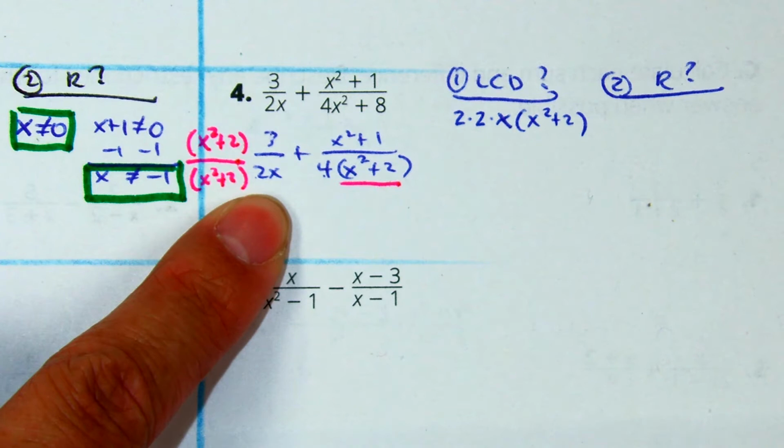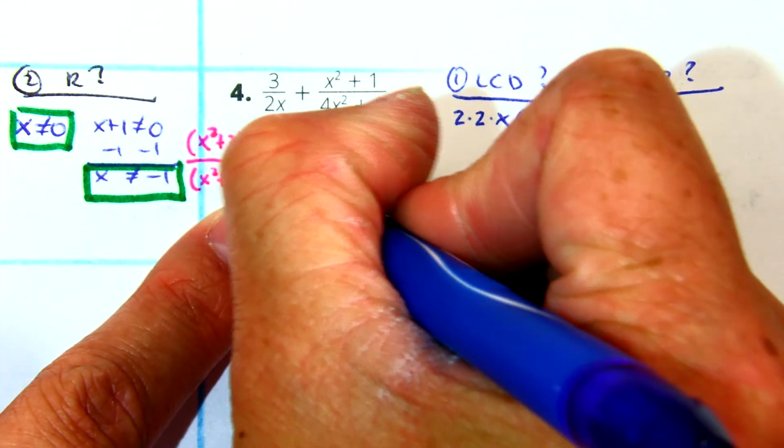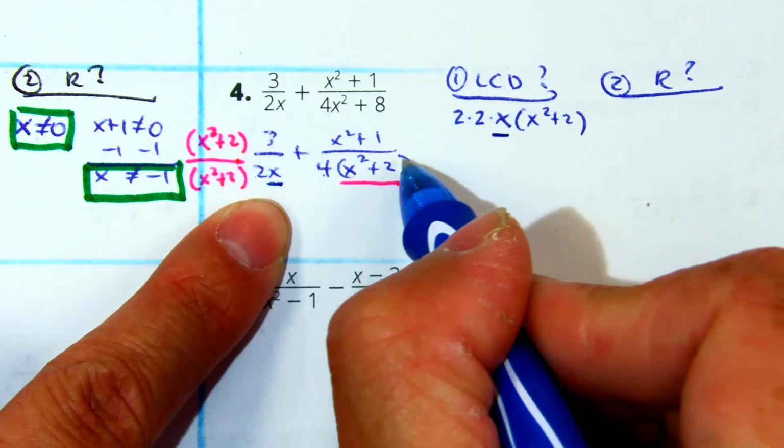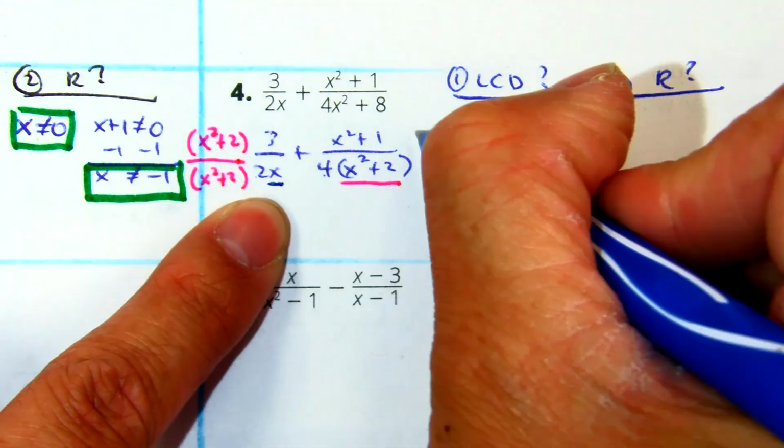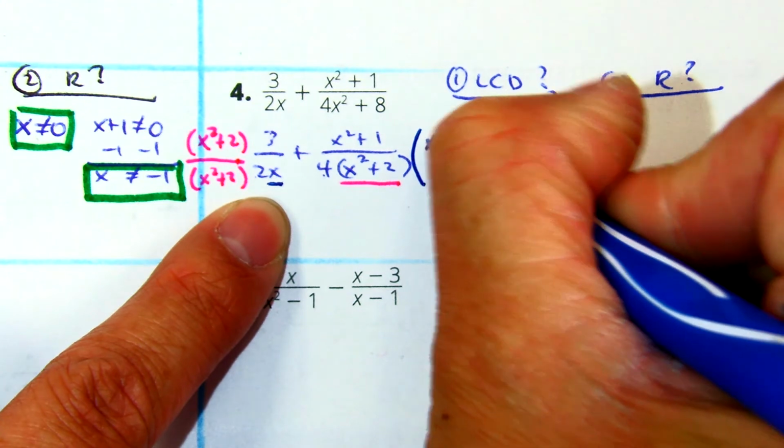This side has a what? This side has an x. But this side doesn't have just an x by itself, so I'm going to multiply this side by x over x.